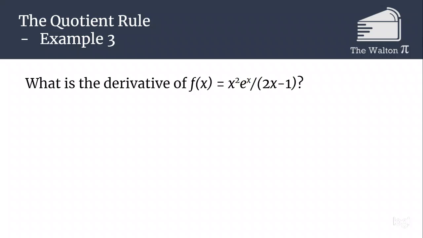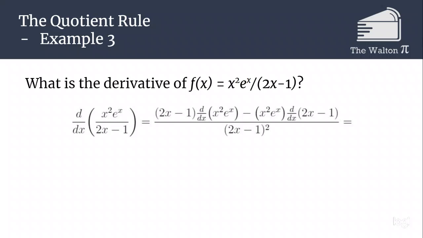Our last example is going to be this one. What is the derivative of x squared times e to the x all over 2x minus 1? Well, let's just use the quotient rule. We have low d high minus high d low all over the bottom squared. So we get 2x minus 1 times the derivative of x squared e to the x, minus x squared e to the x times the derivative of 2x minus 1, all over 2x minus 1 squared.